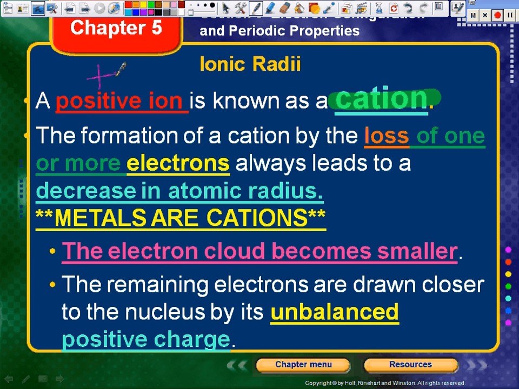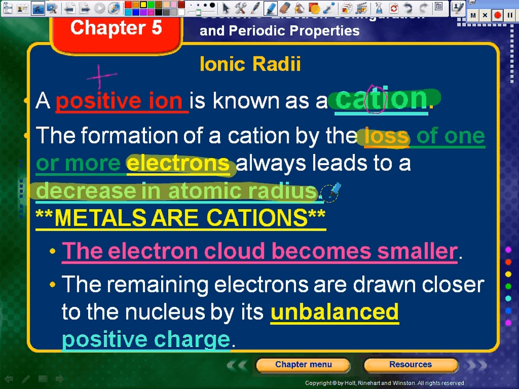Now, let's talk about how you become a cation. How do you become positive? What do you have to do? You have to lose an electron. Okay? You have to lose an electron. Now, here's another fact you need to memorize. This would make sense. When you lose weight, what happens to your size? You get smaller. So if you lose an electron, what should happen to your size? So you decrease an atomic radius. Does that make sense? Okay?